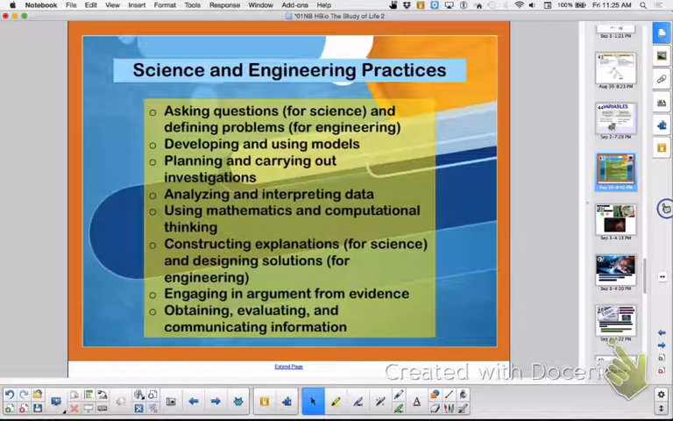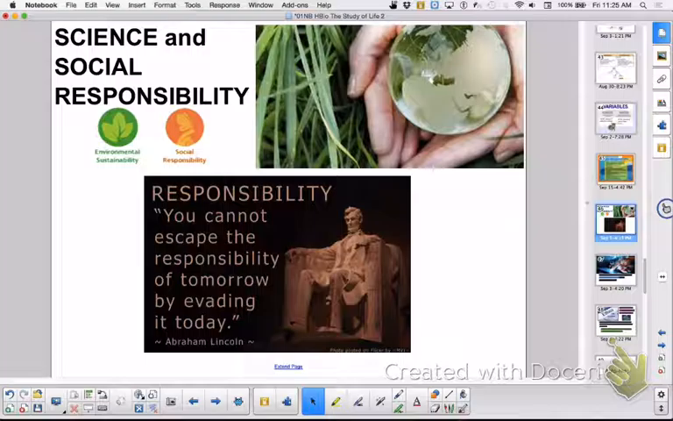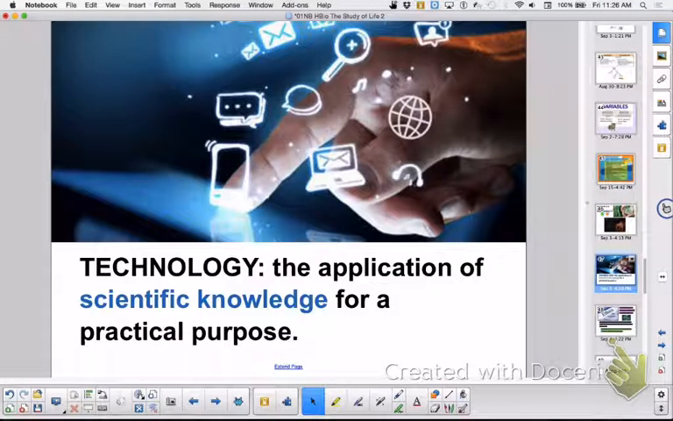Okay, and last but not least, and I'm oh so proud of you, is science and social responsibility. You have already done several additional objectives in this class. Some of those were bioethical issues. Some of you were concerned, like, is there a right answer or a wrong answer? Not always in all of those. You have to work through that. The thing you want to remember about, we've got just a couple terms, is technology. Technology is the application of scientific knowledge for a practical purpose.